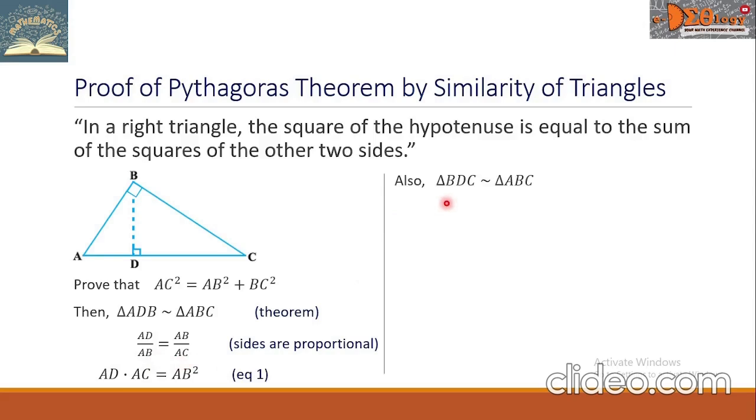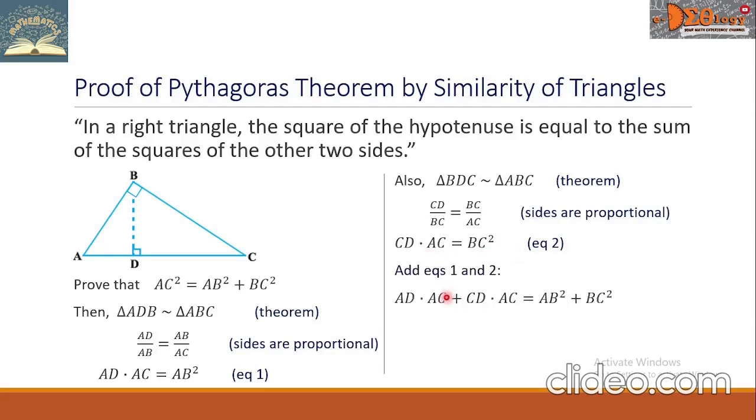Also, the triangle BDC is similar to the triangle ABC. This is based on the theorem a while ago. So we can write CD over BC equals BC over AC. We know that sides are proportional for similar triangles. When we cross multiply, it becomes like this. Side CD times the side AC equals the square of the side BC. Let this be equation 2.